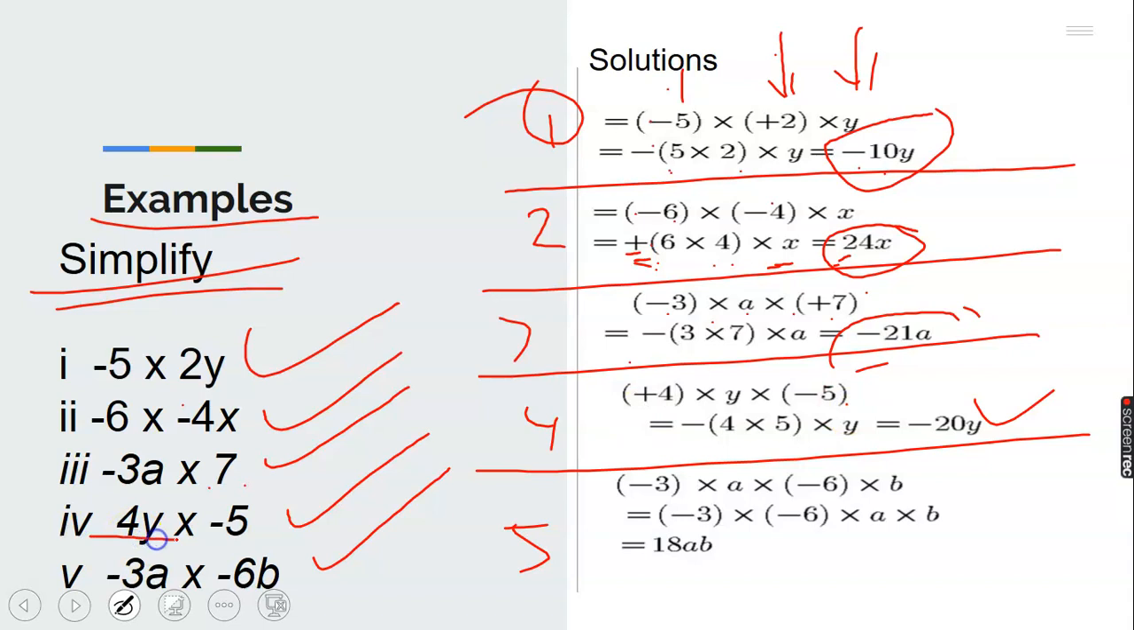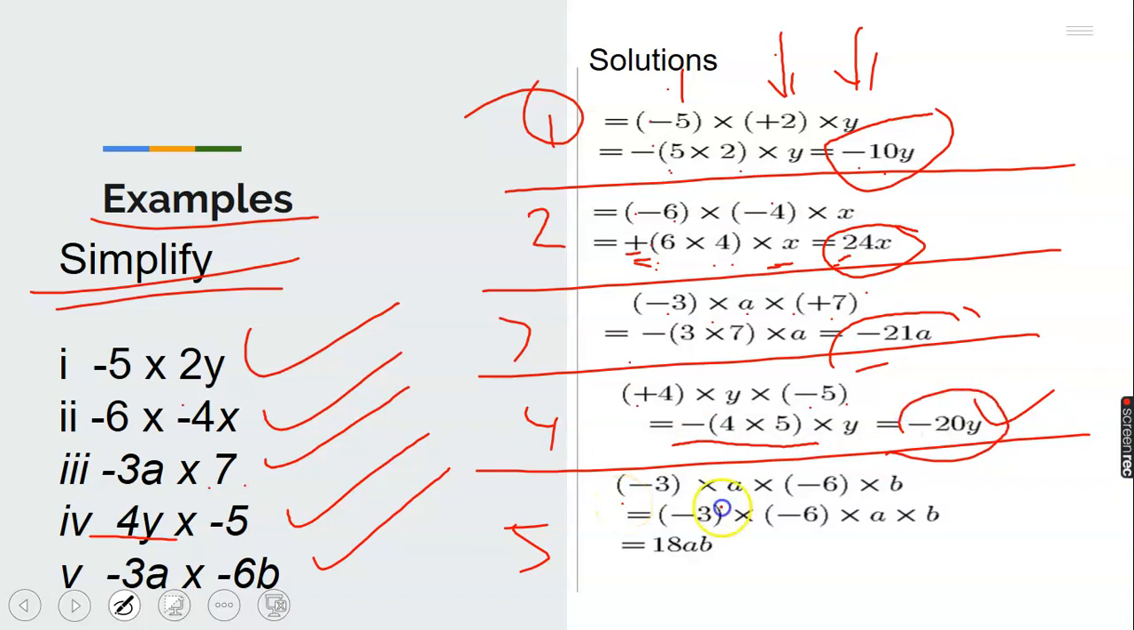It was 4y here. We have to split it for better understanding. Now, put it in bracket, minus, because we have plus and minus. This can only happen when dealing with multiplication. Now, minus 4 times minus 5. Rearrange again, you have minus 4 times 5 times y, which is equals to minus 20y.